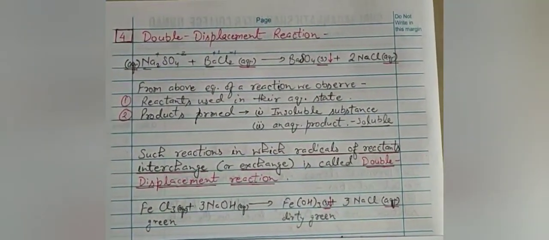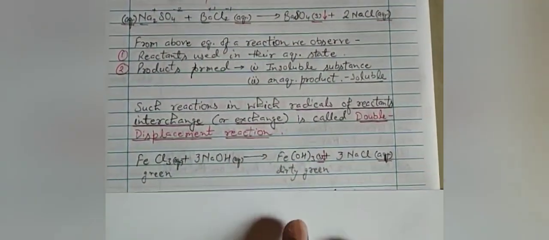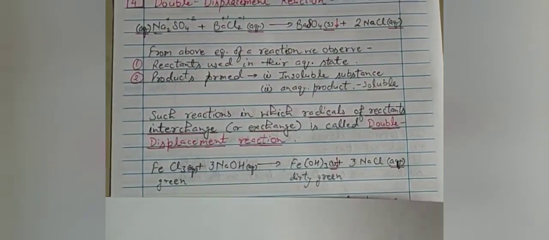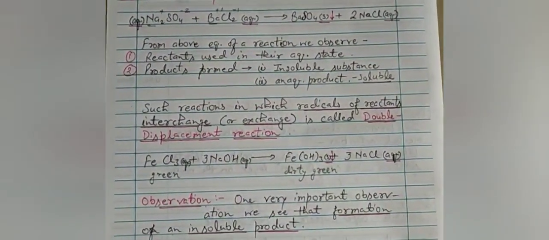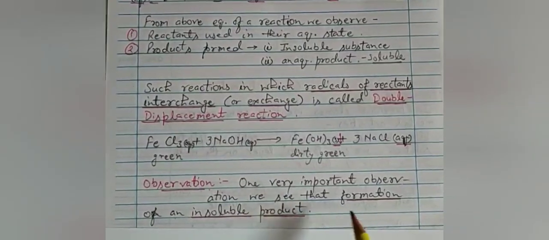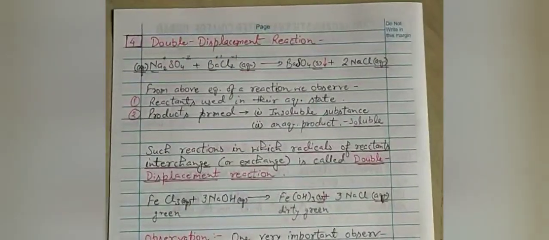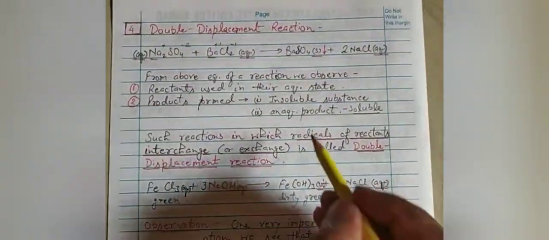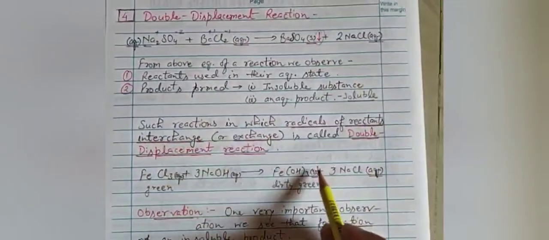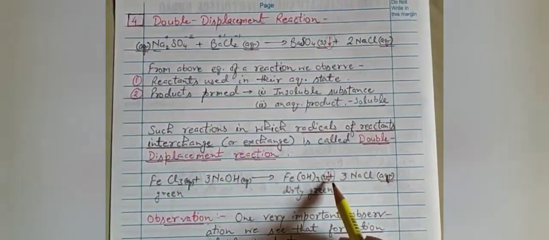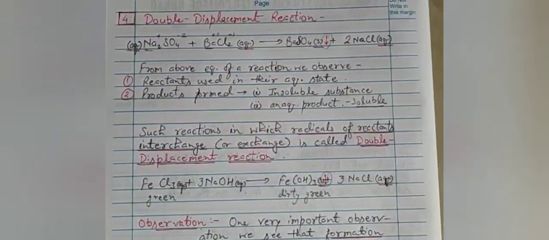So what important thing are we observing here? From these reactions we observe, in every case, the formation of an insoluble product. What is common in both these reactions? A formation of an insoluble part. This downward arrow shows the insoluble part of the reaction.